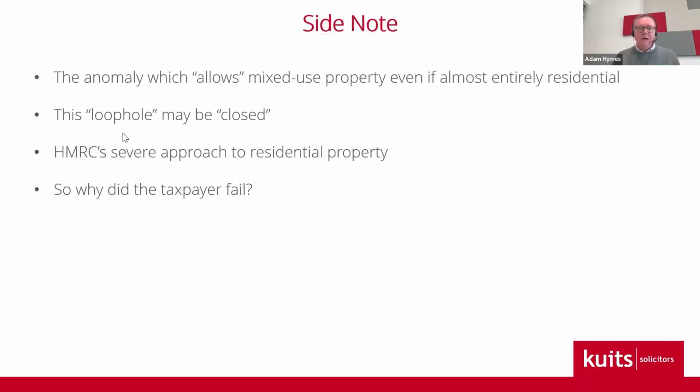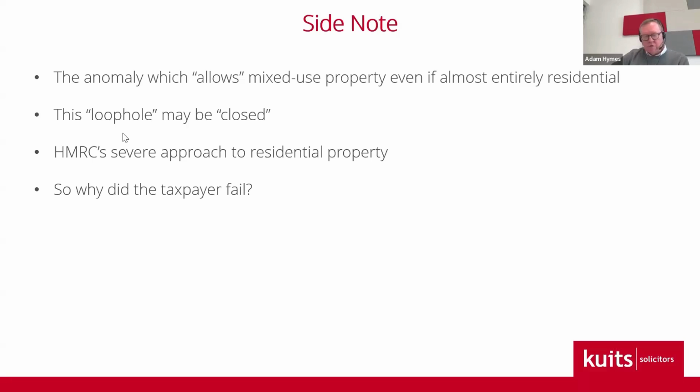Thank you. Just as a side note, I will mention that there has been some dispute about this mixed use anomaly, the anomaly that allows mixed use to be claimed, even if the property is almost entirely residential, so long as some small part of the lot which is purchased is genuinely commercial. Now, this hasn't gone unnoticed by HMRC, and there have been some fairly regular suggestions from the Revenue that this loophole might be closed.